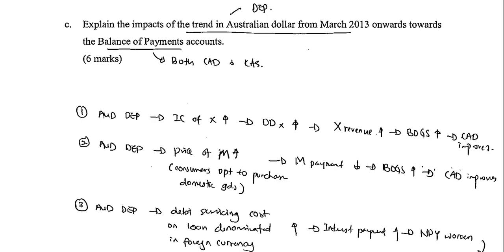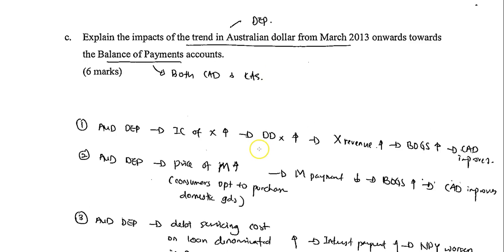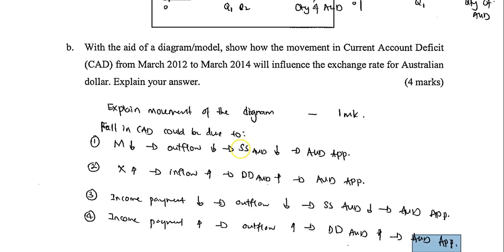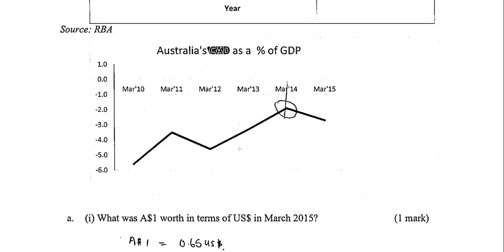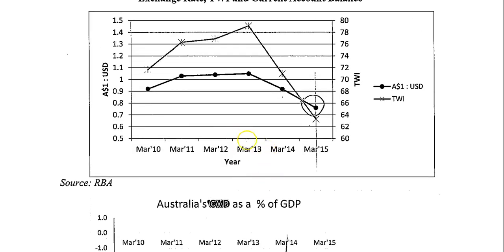Next question. Explain the impact of the trend in the Australian dollar from March 2013 onwards on the balance of payments account, 6 marks. So you need to have 3 effects of the movement of the Australian dollar. From March 2013, let's go back to our graph. March 2013, which is here. March 2013 onwards, what happens to the movement of AUD? We know it has depreciated.